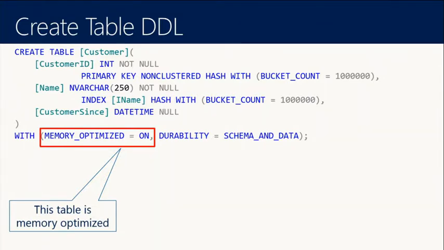So if you want to, for example, replace a disk space table with a memory optimized table, what you would typically do is you rename the disk space table, create a memory optimized table with the original name, and then do an insert select to move the data.